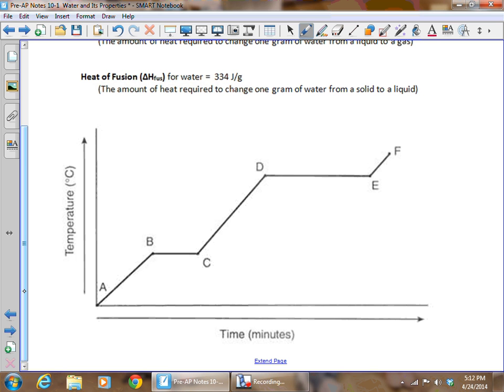The first one, going from A to B, is the point at which, when you're heating something up, let's do this in red, this is going to be at the solid stage, heating a solid at this point. And you'll notice that the temperature is increasing. Temperature is going up this way as the time is progressing. So as the temperature increases, we're heating the solid.